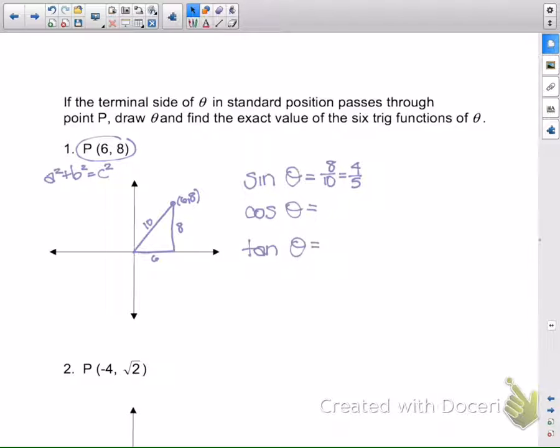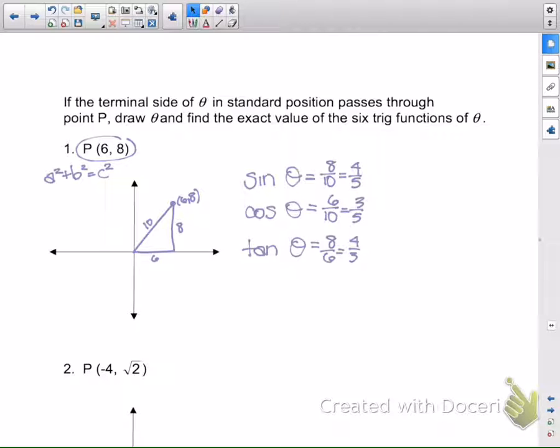All right, let's try that with cosine. Cosine is equal to the adjacent over hypotenuse, so in that case it's 6 over 10, which reduces to 3/5. Tangent is opposite over adjacent, so in this case 8 over 6, or 4/3. Any issues with those 3?